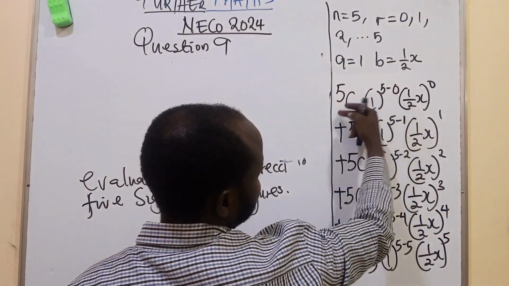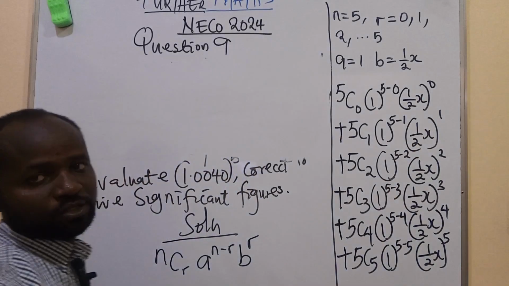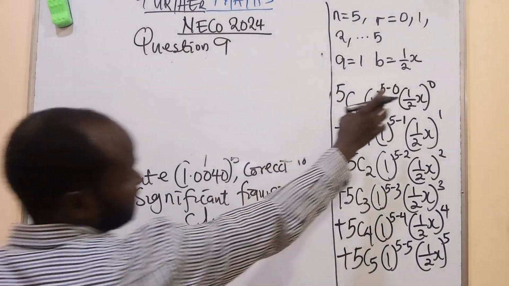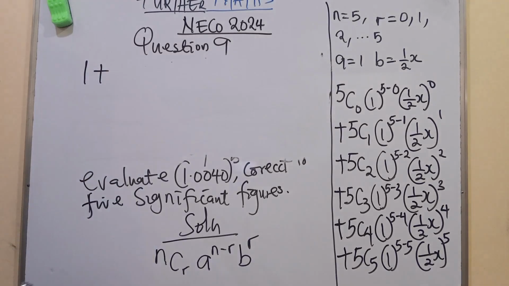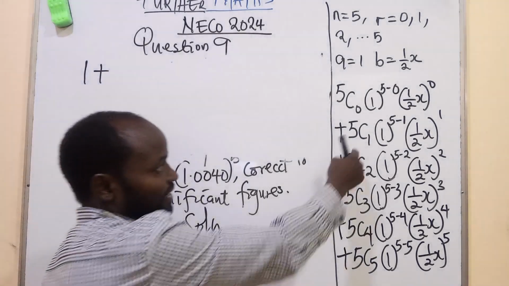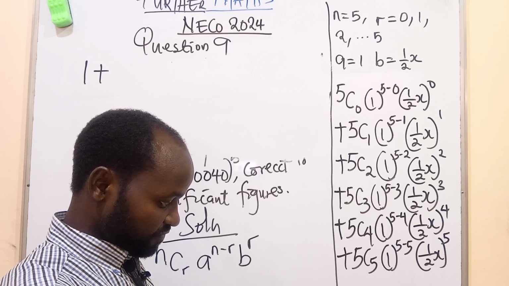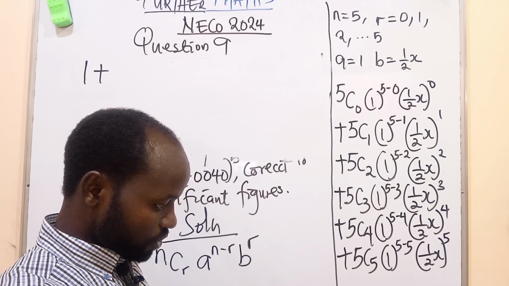5 power 0 is 1. 1 times 1 is 1. This one too is 1 because anything raised to power 0 is 1. So when r is 0, our expansion will be 1 plus. We move. When r is 1, it will be 5 combination 1.